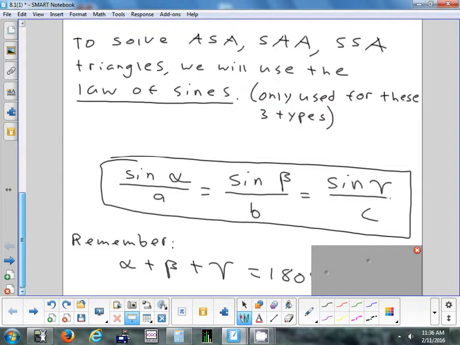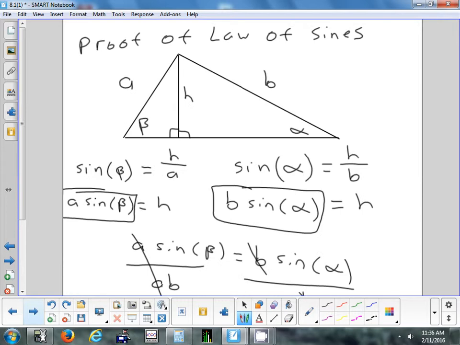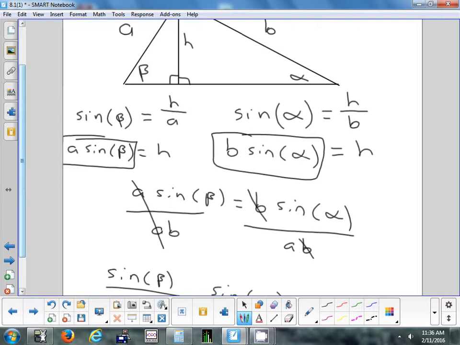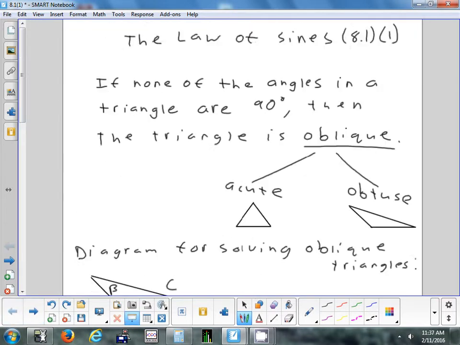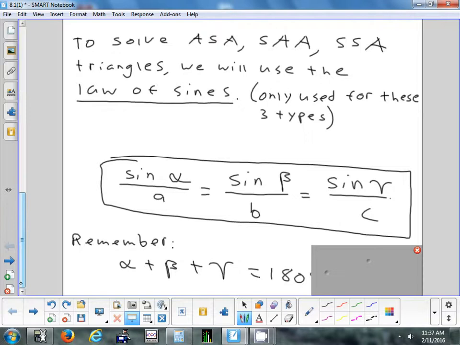Now, we didn't prove the third part. To prove the third part, all you'd have to do is take the same triangle, draw in the altitude from a different vertex, and use two other sides. Instead of A and B, use B and C, and you could prove the third part. But it would be this again. Okay, so this is your law of sines.